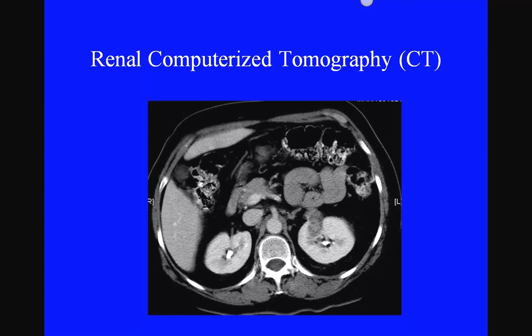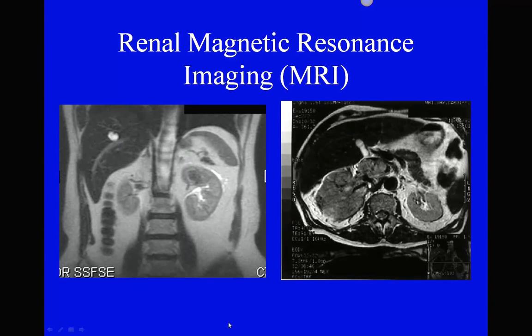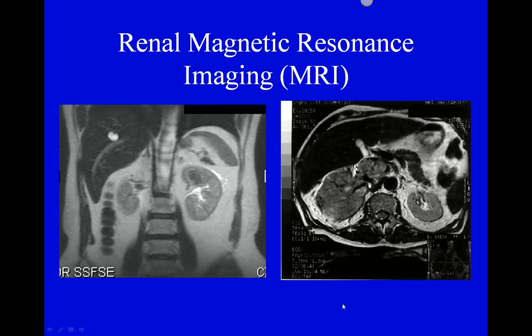These pictures tell me the size and the shape. They could look for stones. They could look for abnormal densities, like a tumor that's making it more solid. But they don't tell me about how it's functioning.